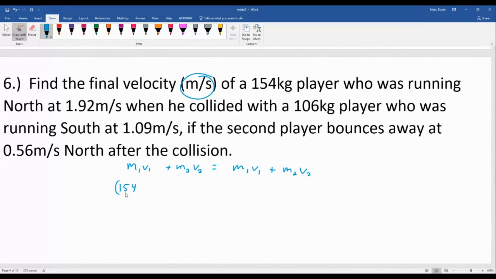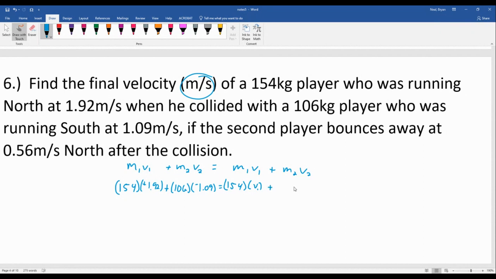Here we've got 154 times a positive 1.92. And then where are we at? 106 and a negative 1.09. Then here, remember the mass is going to still be the same, 154. What I don't know is how fast is this person going after they get run into.